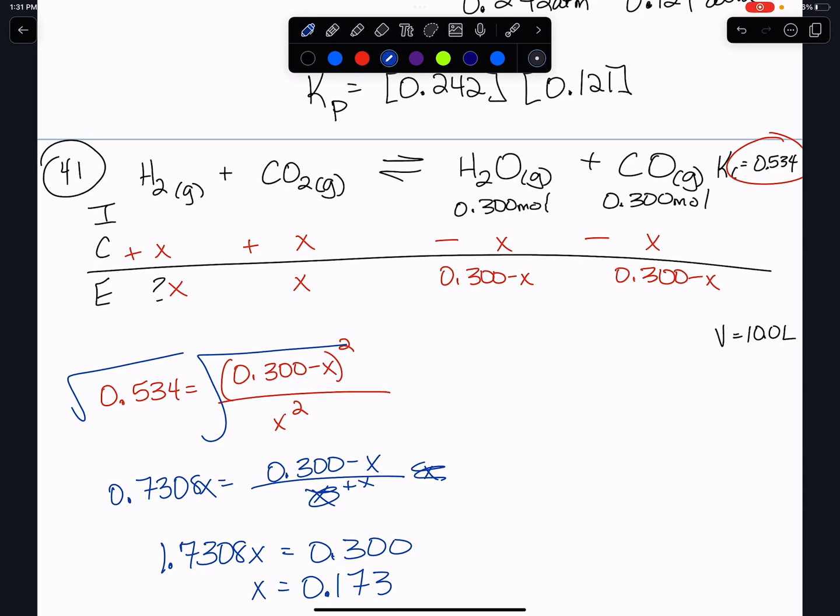What does it ask for? The moles of hydrogen present. So that should be 0.173. What is this? 15.